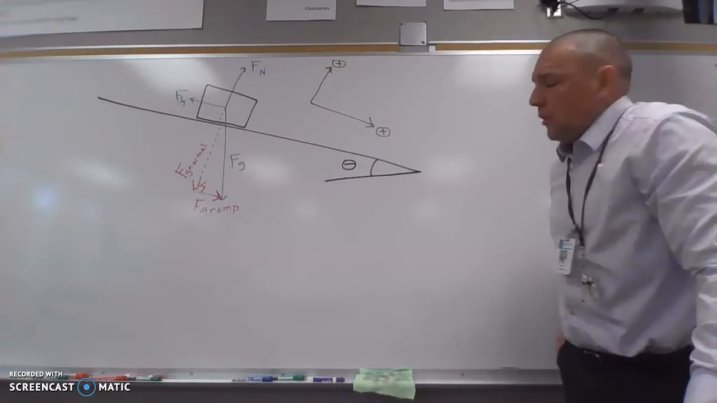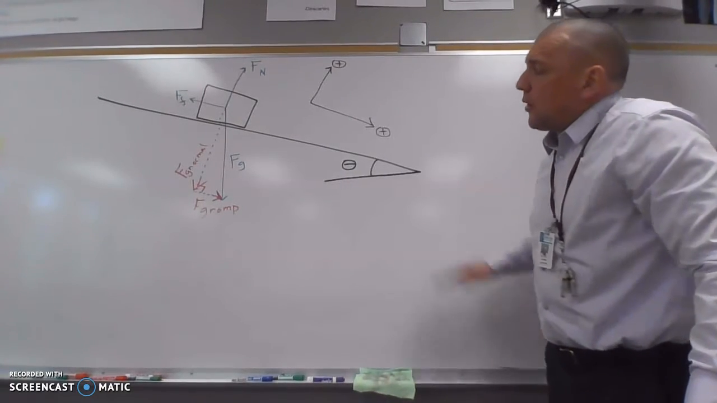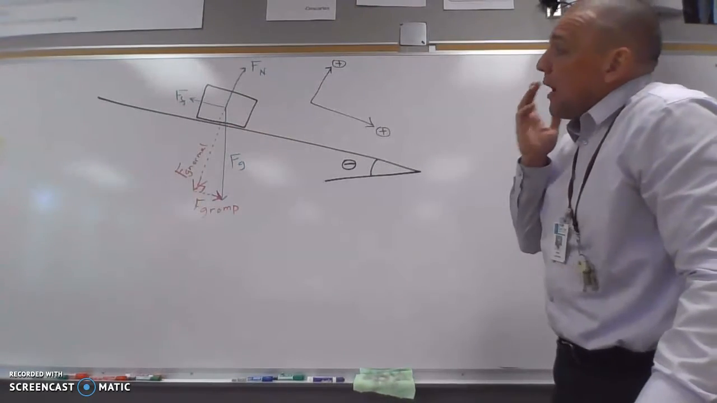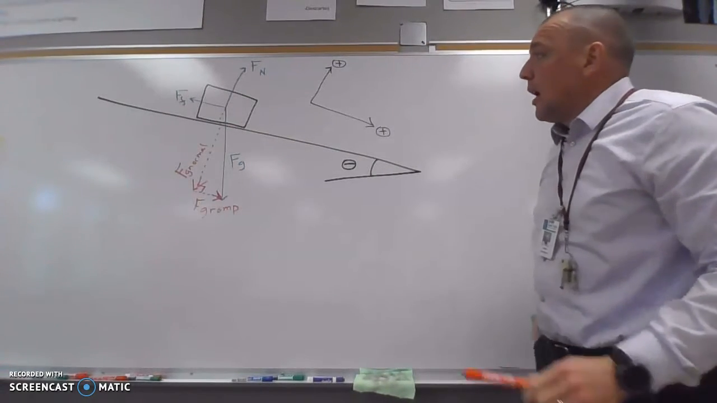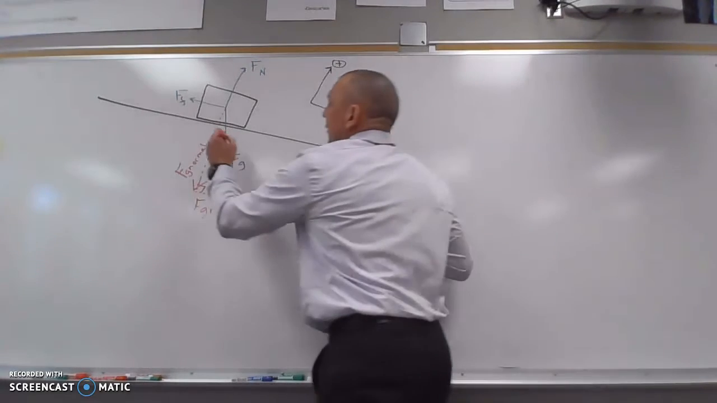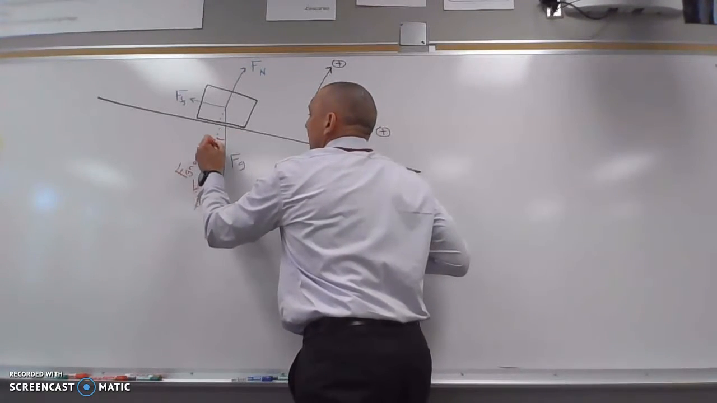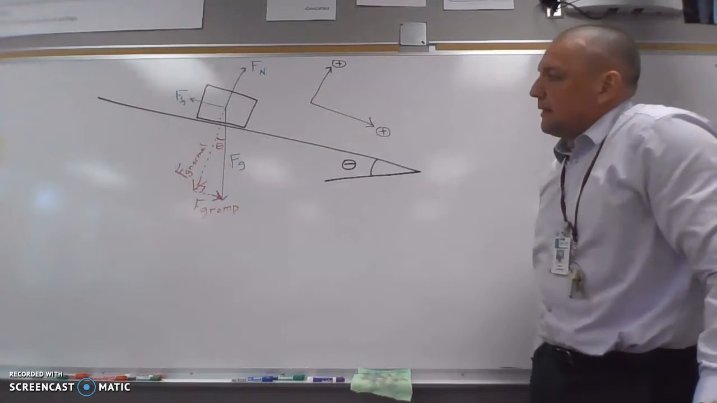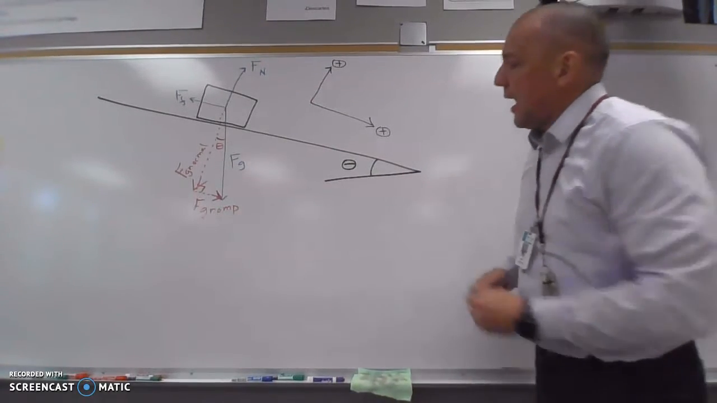Okay, to find those, we need to figure out where the angle is. Now the way we drew it, it's pretty obvious that if this is theta here, it's going to be theta here. We can do a proof on that if you wanted to. It's not too hard to do, but we'll skip it for now. And we'll just say from our diagram that this is theta. Okay, so once we have that, it's pretty easy to find FG normal and FG ramp.